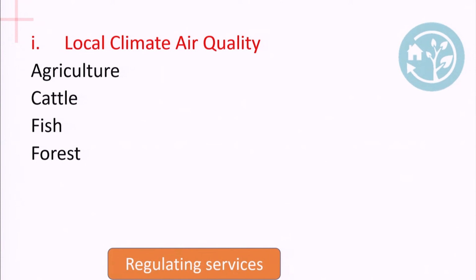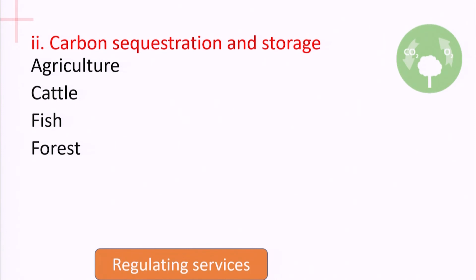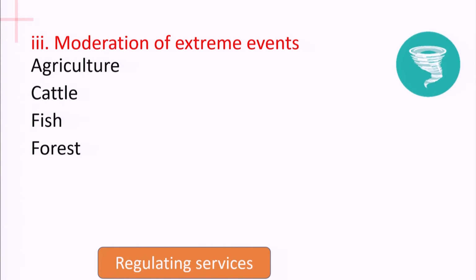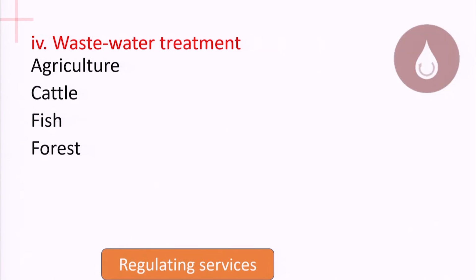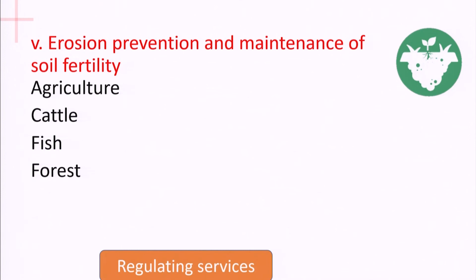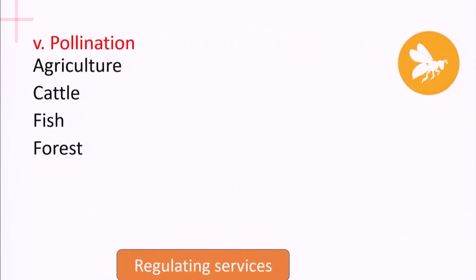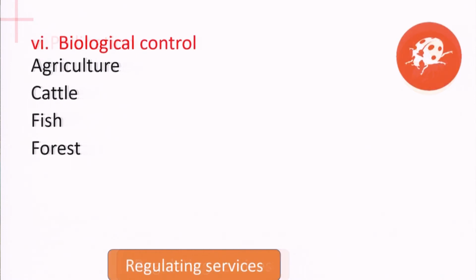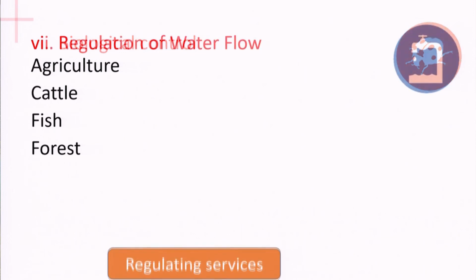The first one is local climate and air quality. The second is carbon sequestration and storage. The third is moderation of extreme events, wastewater treatment, erosion prevention and maintenance of soil fertility, which is again a regulating service provided by the ecosystem to aid mankind. And pollination. Pollination is again a regulatory service which is provided by the ecosystem. Sixth, biological control. Seventh, regulation of water flow.